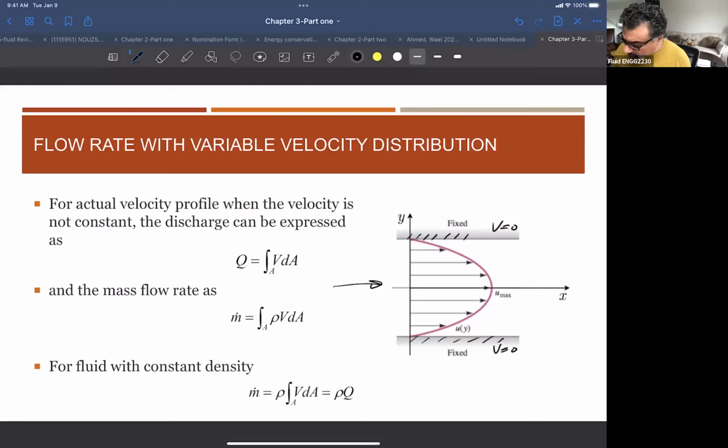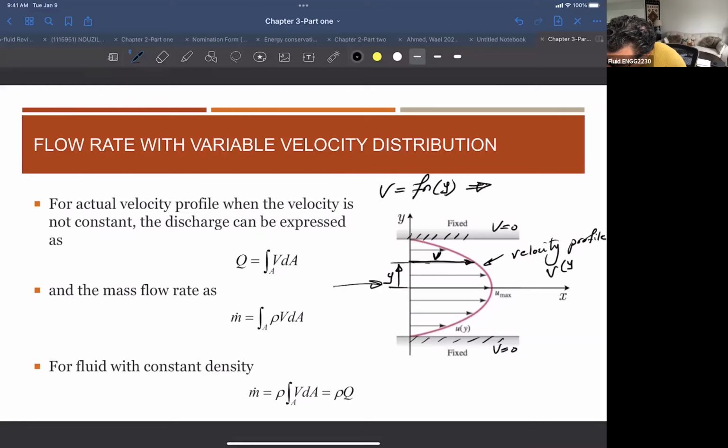Okay. And this is our velocity profile. Okay. At any distance y, the velocity is v. So at any distance y, the velocity is v, right? So the velocity is basically a function of y, okay? Or the velocity profile here is v of y. Velocity as a function of y.